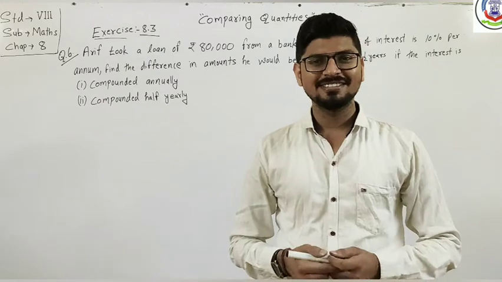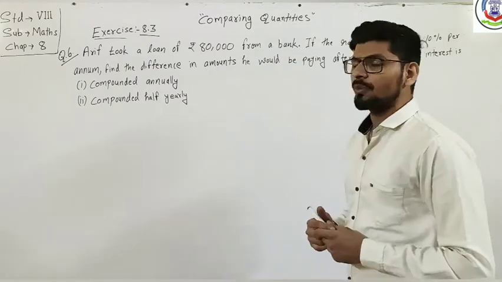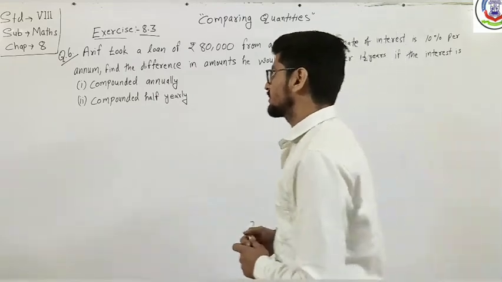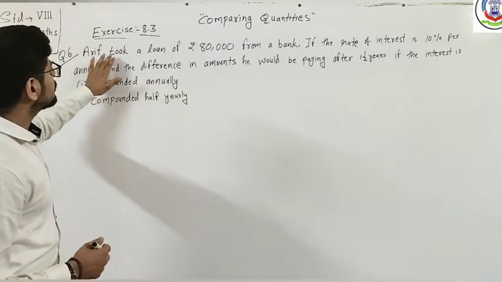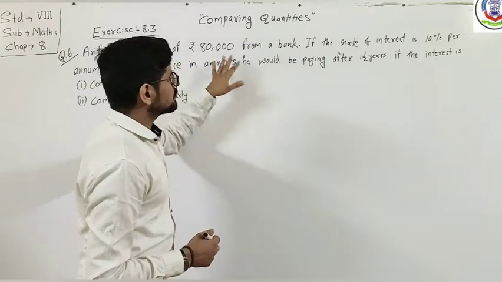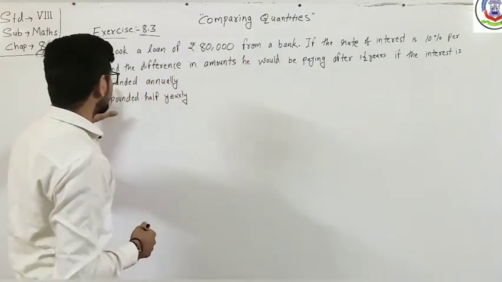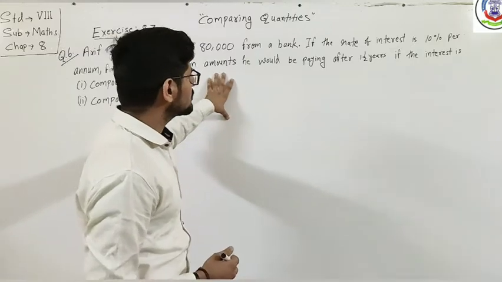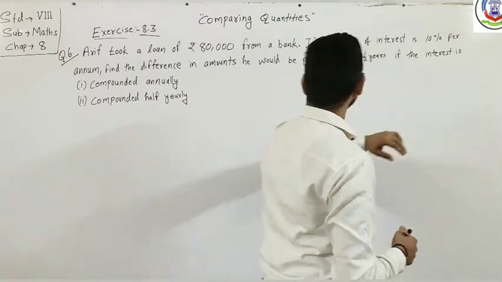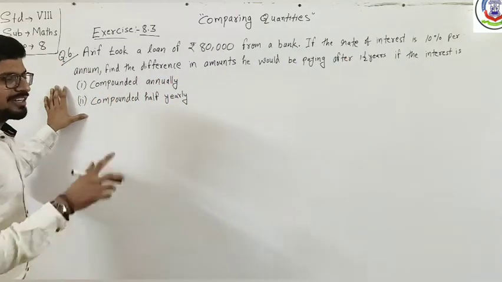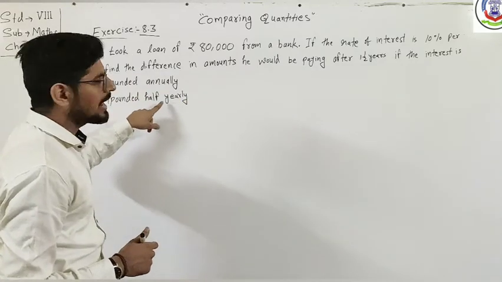Welcome students, this is Nitin Sharma and today we are going to start with our exercise 8.3 question number 6. What is question number 6? Arif took a loan of rupees 80,000 from a bank. If the rate of interest is 10% per annum, find the difference in amounts he would be paying after 1.5 years if the interest is compounded annually and if the interest is compounded half yearly. There are two parts.